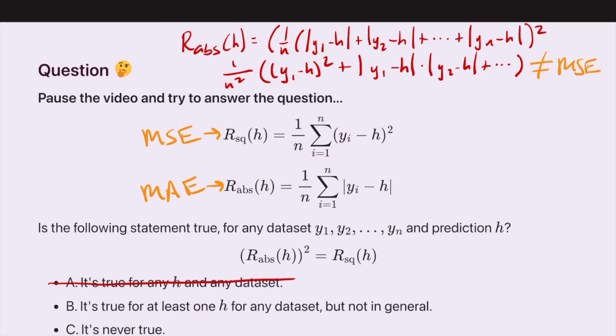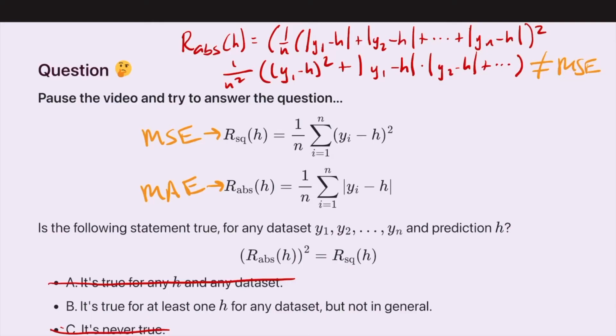So let's look at C. Is this never true? Can we find some case where squaring the absolute value does give us the same thing as mean squared error? And in a very trivial case, we can find that it is true. So we know it can't be C. And the case where it can be true sometimes is if you have one data point. So it's true in some cases. B might be, it's true for at least one H for any data set, but not in general. A little bit of a strong statement, but we do find some truth in that. So in this case, B would be the best answer here.